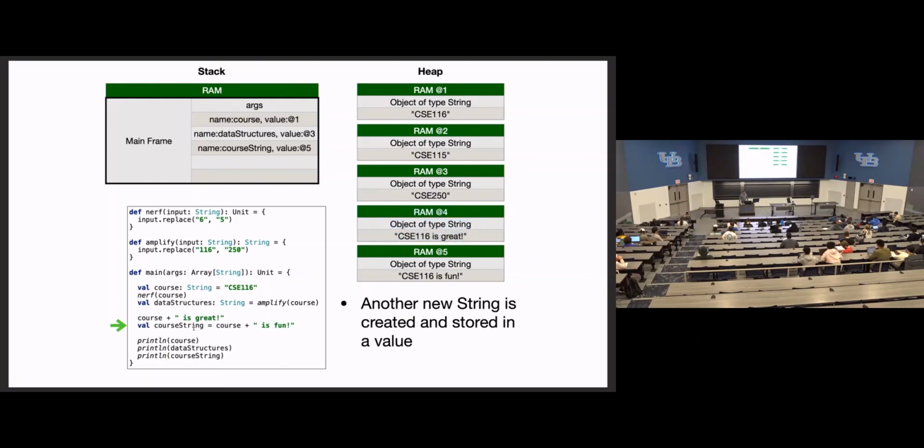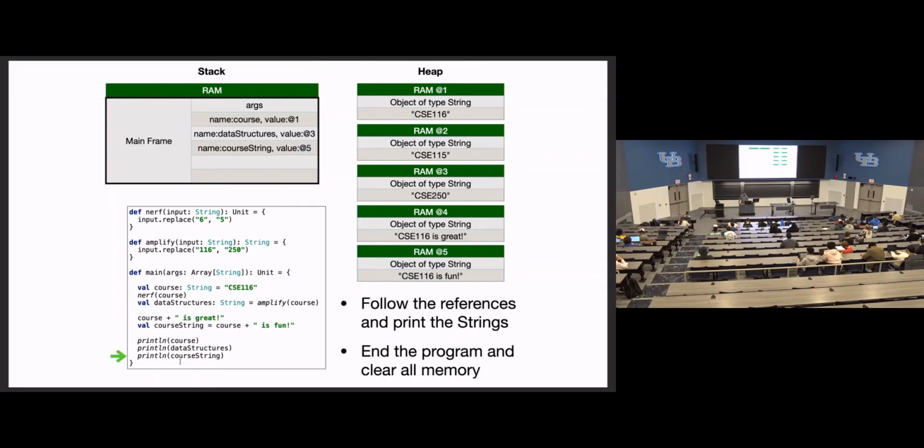The way we need to do things is the next line, assign it to something. Val course string, now we're creating a value that can store a reference to a string, and we're going to assign that the concatenation of these two strings. Get that object on the heap, store a reference to it on the stack, and now we actually can access that. Then we can print out those three values, but we can never access @2 or @4.